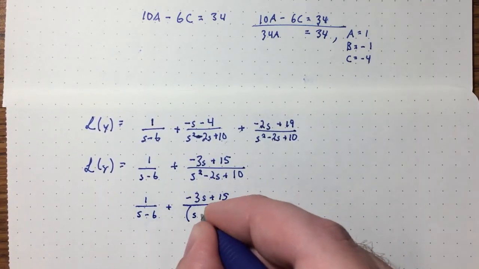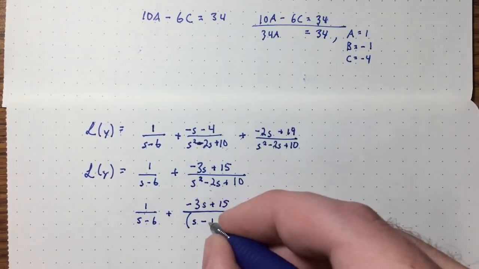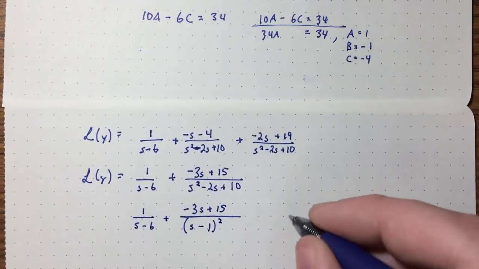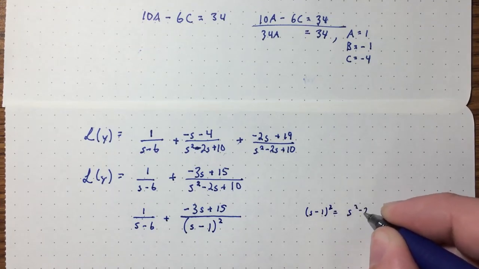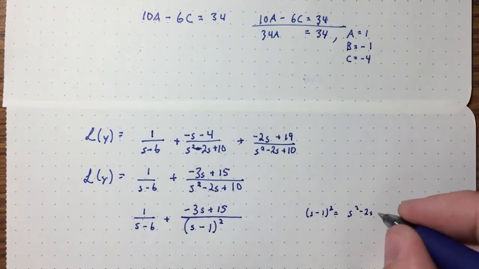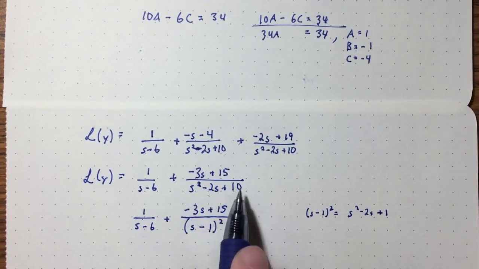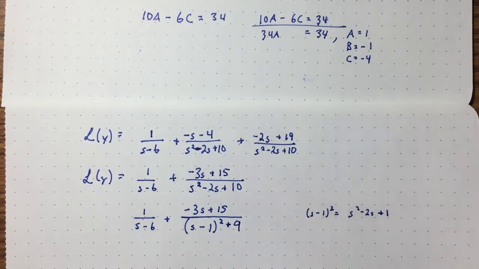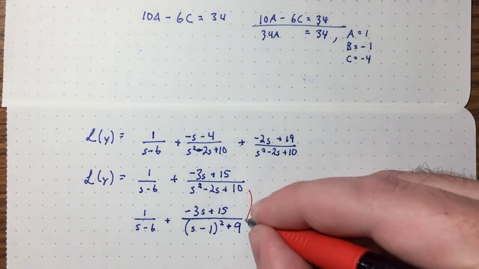Well, it will be s minus 1, right? I need to take half of that number, s minus 1 squared plus something. But let's just do this out on the side. What is s minus 1 squared? It's s squared minus 2s, that's why I took half, plus 1. I have s squared minus 2s plus 10. This already accounts for one of the ones, so I have a plus 9. So I just rewrote this. That was completing the square. So let's make a note of that.